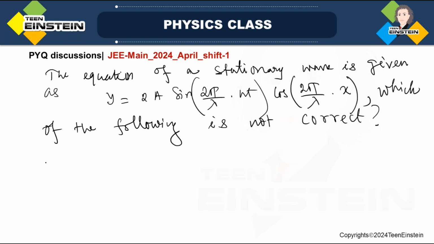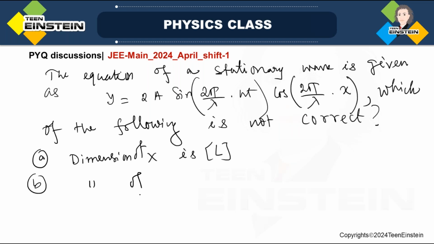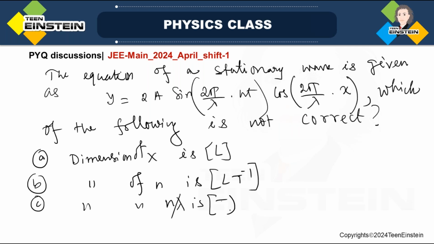Options are: dimension of x is L, dimension of n is L to the power minus 1, dimension of n by lambda is T, and option D is dimension of nt is L.